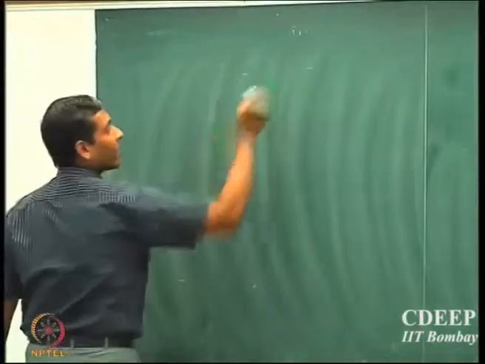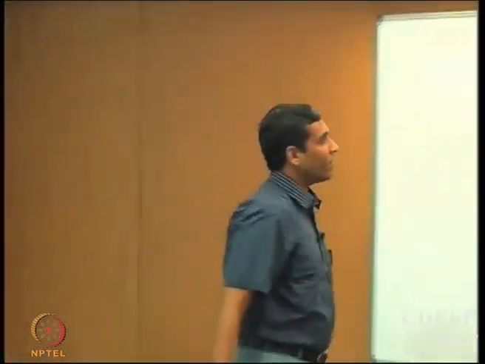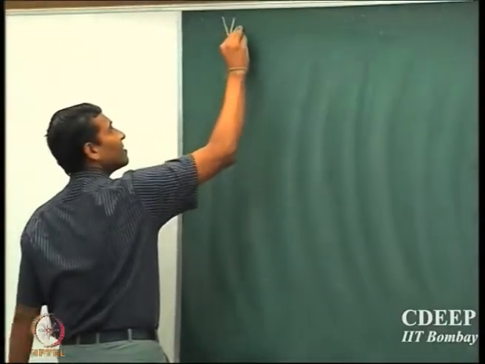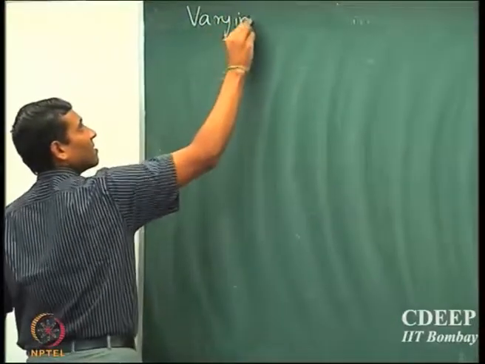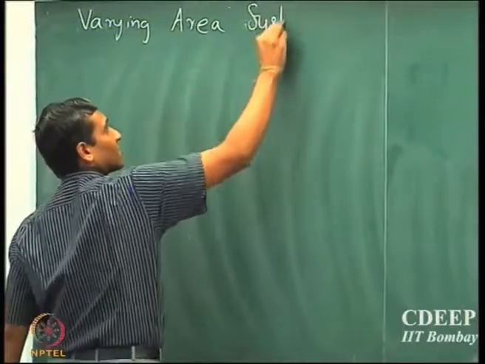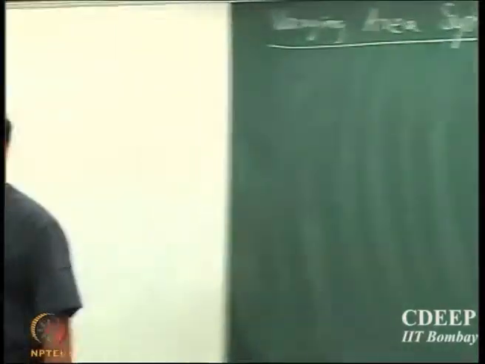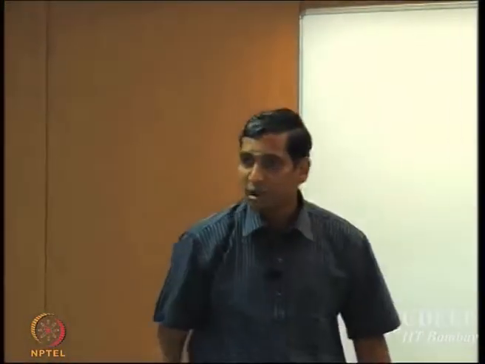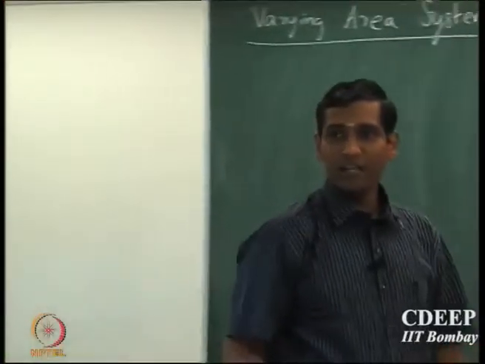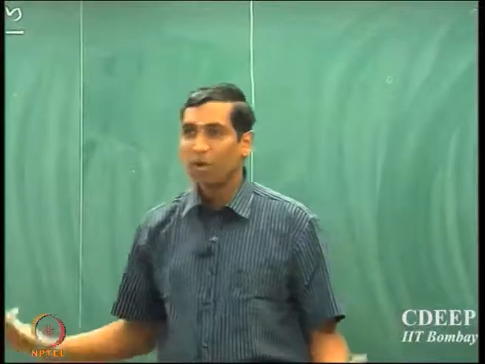Alright, so next what we are going to see is, we assumed so far in all the cases that we considered that the area of heat transport is constant. So today we are going to look at varying area systems. How to characterize and quantify the conduction process through a system where the surface area or cross sectional area for heat transport is constantly changing.